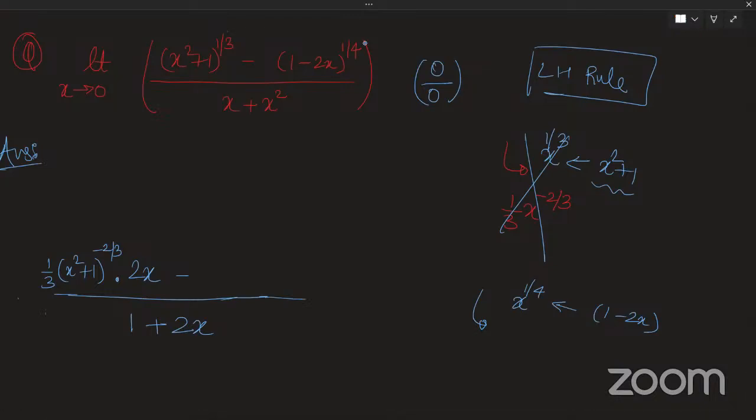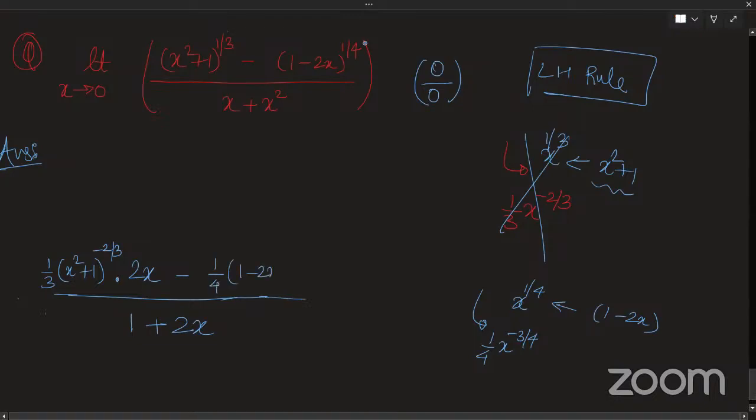1 by 4 x raised to minus 3 by 4. Minus 3 by 4, right? Great work. So what will be the term that I write over here? 1 by 4 into (1 minus 2x) raised to minus 3 by 4, sir. Great. So I completed this level. What is the derivative of 1 minus 2x? Minus 2, sir. Yes. Right?